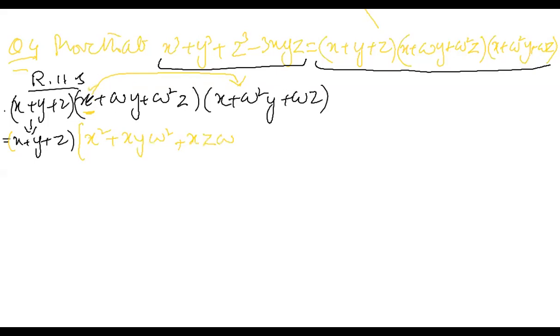We have multiplied. Once again, we will recheck for convenience. X into x, x square. X into y, xy, then omega square. X into z, xz, then omega is there.